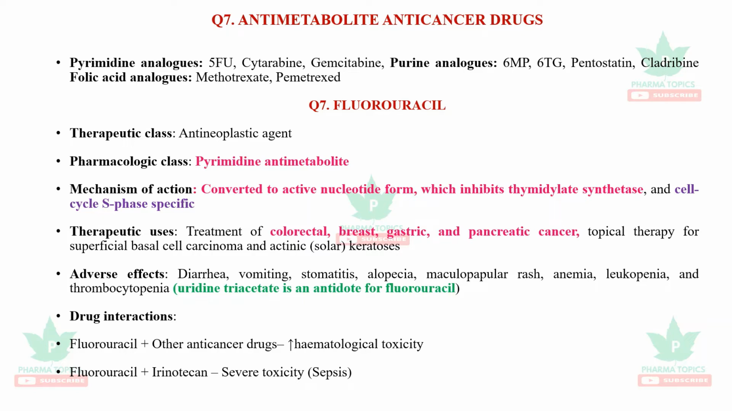There may be a short note on fluorouracil. It is a pyrimidine antimetabolite. It is converted to active nucleotide form that inhibits an important enzyme, thymidylate synthase. This drug is cell cycle specific, that is S phase specific. It is used in treatment of colorectal, breast, gastric and pancreatic cancer and topical therapy for solar keratosis.